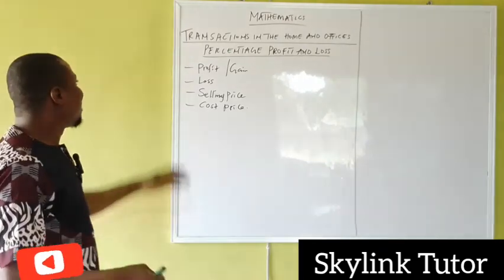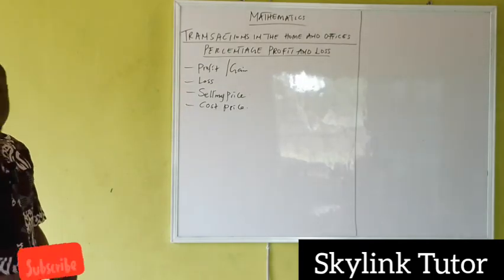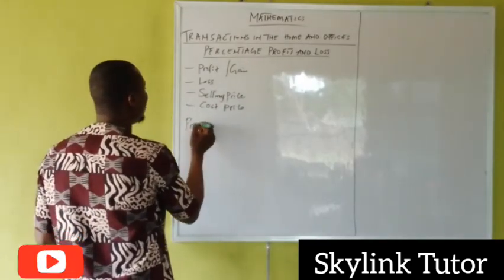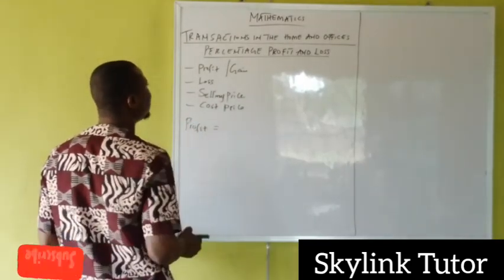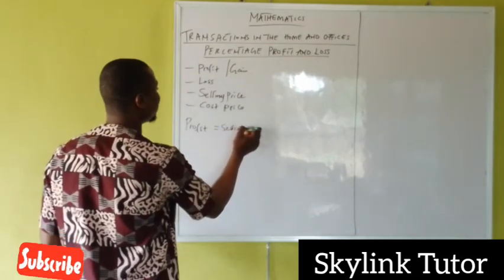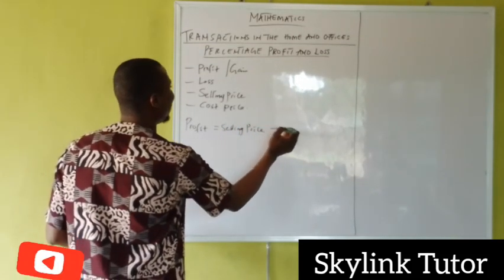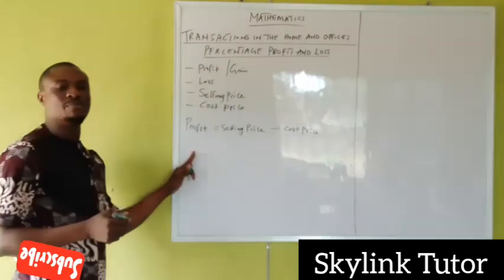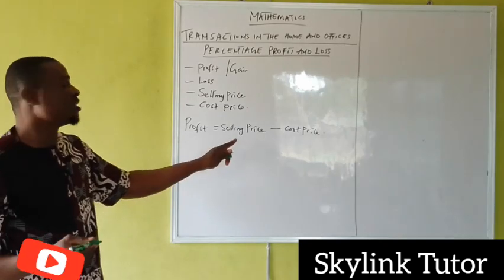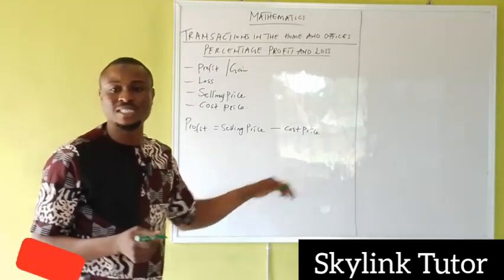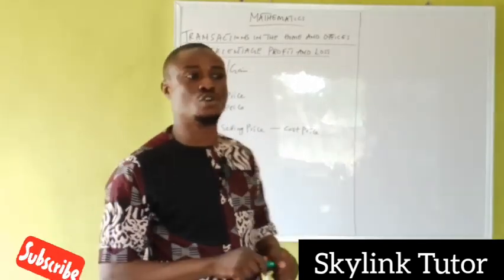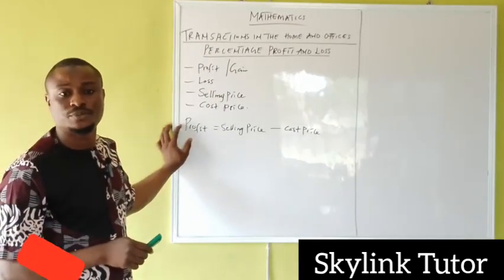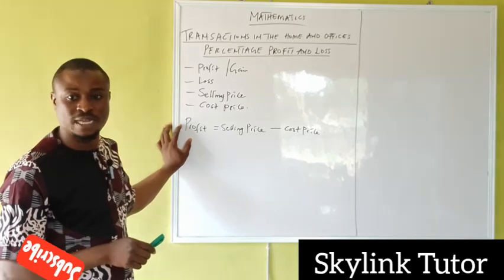Okay. Before you can get percentage profit or percentage loss, there are some calculations that you must do. For example, profit is selling price minus cost price. The amount you use in selling goods minus the amount you bought that thing is what is called profit. Do you get me now?